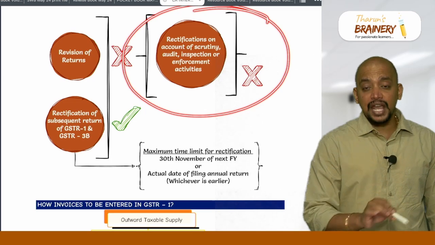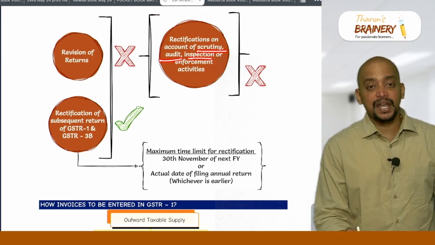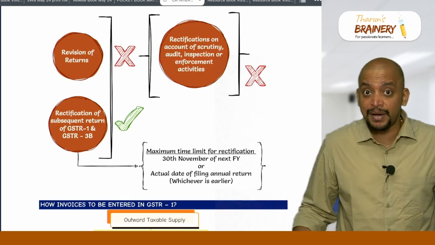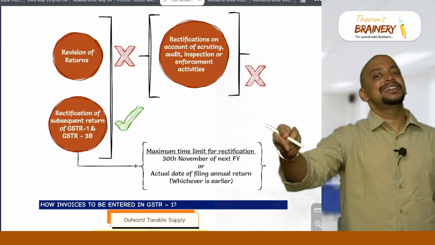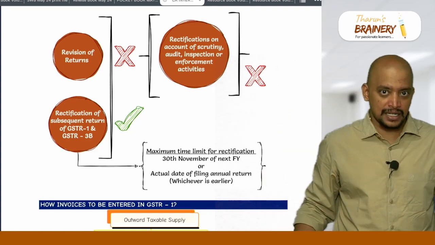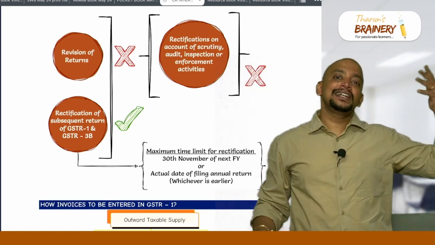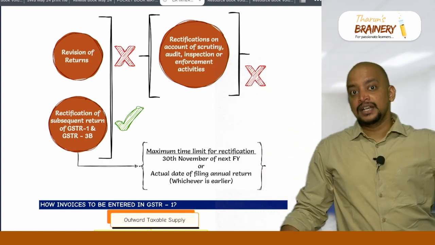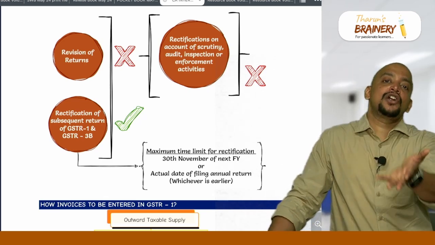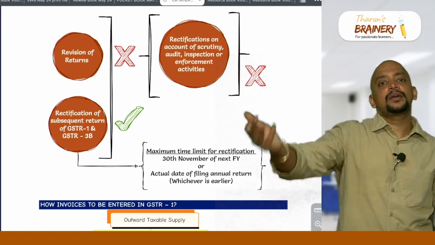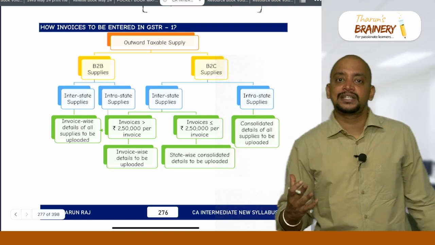However, rectification on account of, suppose scrutiny is done by the department, audit or inspection or any other enforcement activities done by the department, and the department identified that you have evaded, now you are paying, those details you cannot rectify and add it in the return. Because of that reason, the recipient cannot take ITC. You voluntarily did not pay, but the department identified, then you have paid. Now you cannot add it in GSTR 1. As you cannot add it in GSTR 1, it will not come in 2B of the recipient. As it is not coming in 2B of the recipient, the recipient cannot avail ITC with respect to that, because only matched ITC can be taken at present.